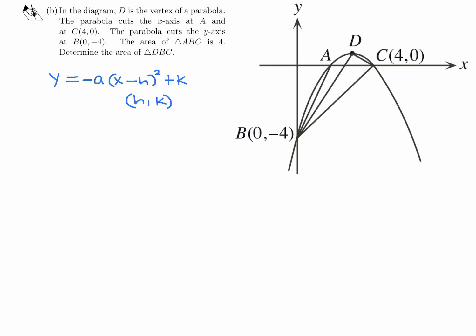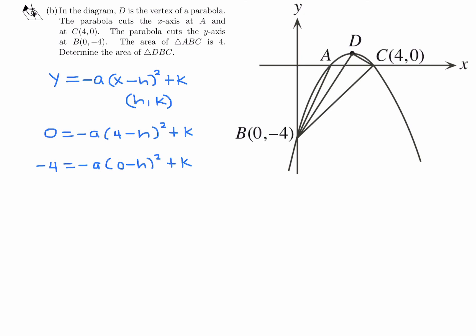So I'm going to substitute those points in to help me figure out what this equation looks like. So let's first put in (4, 0), this guy right here. So when y is 0, we have 0 = -a(4 - h)² + k, like that. And then substitute this point, and we will get -4 = -a(0 - h)² + k.